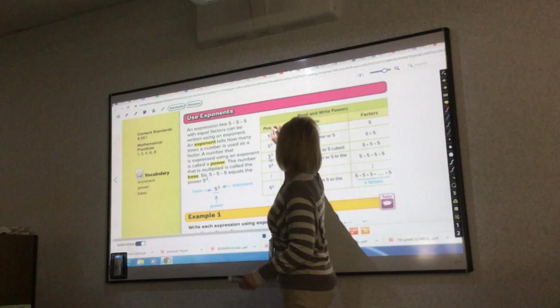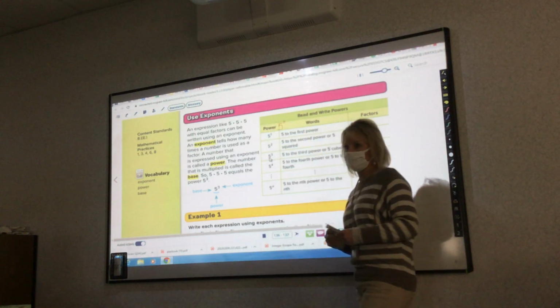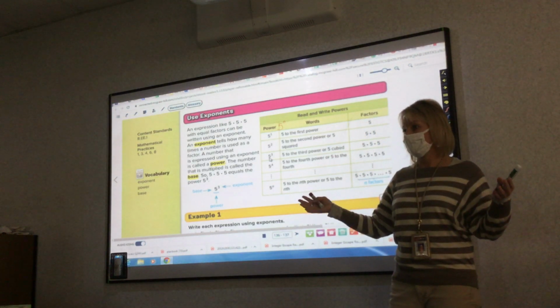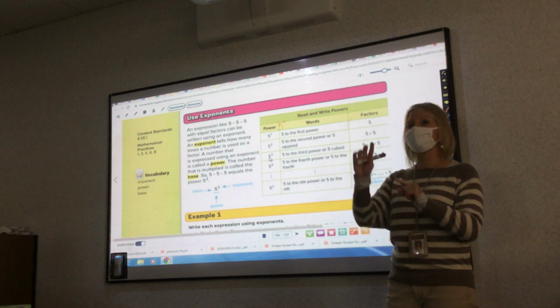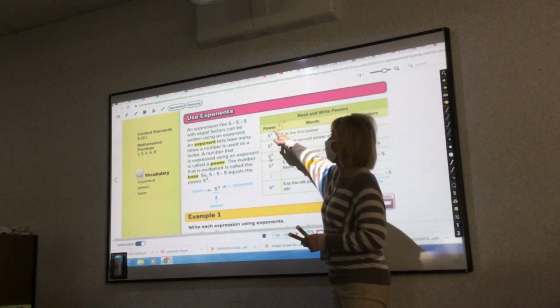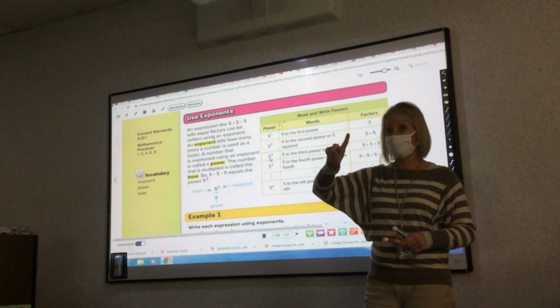They don't have it on this chart, but what if I have 5 to the 0 power? Anything to the 0 power is always what? 0? Wait, no, 1. Everything to the power of 0 is always going to be 1. So even if I have 250 to the 0 power, my answer is going to be 1.